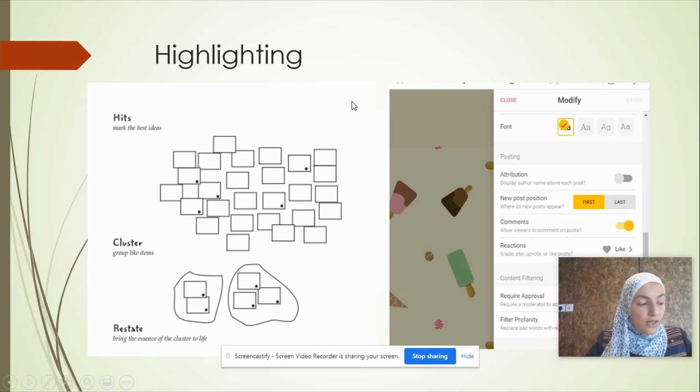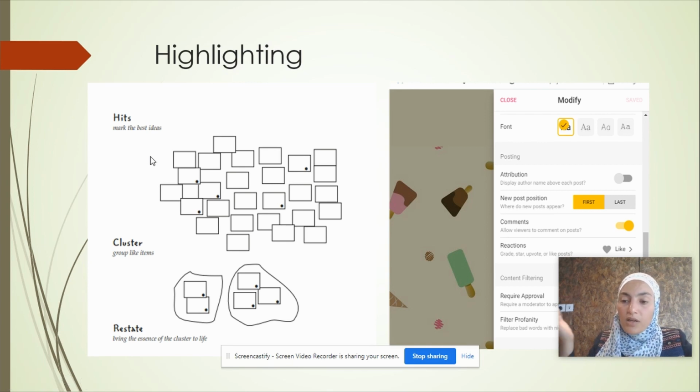Highlighting. Actually, highlighting is a great way to take lots of ideas and narrow them to a few good ideas or three good options. Highlighting has three steps. The first step is hits, that means to mark the best ideas.